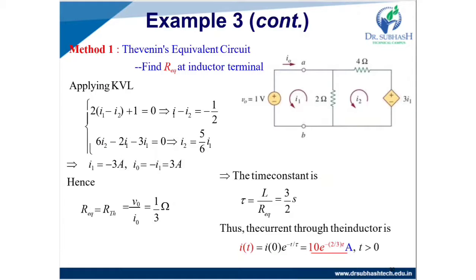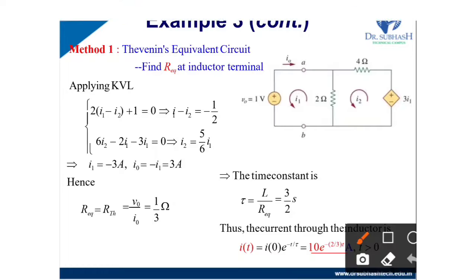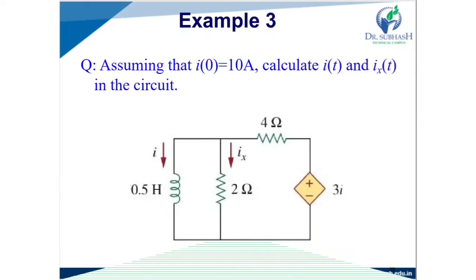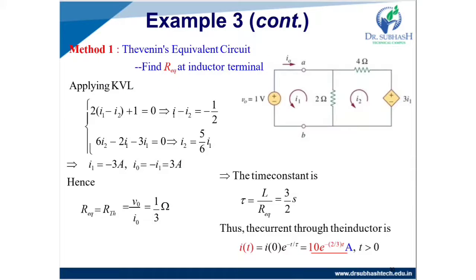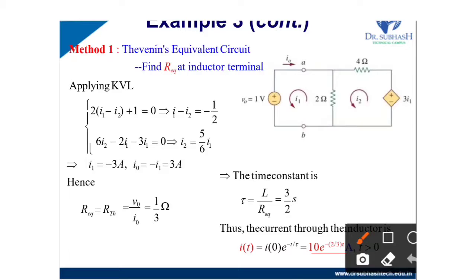So here we assume current directions I1 and I2, because our direction of i and ix is downward, so we assume that direction. So now the Thevenin equivalent circuit, finding R equivalent at the inductor terminal. So we will cut here at A and B, and the remaining circuit we will analyze.